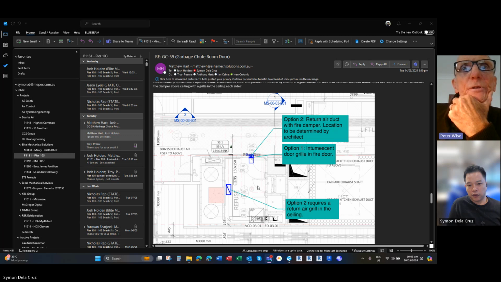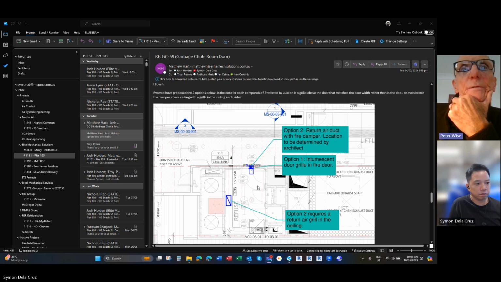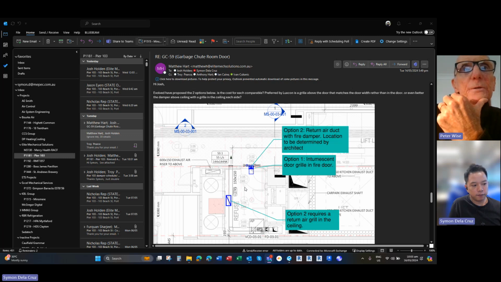So what have you got here? Option 2, return air duct with fire damper, location to be determined by architect. Option 1, intumescent door grill in fire door. I'm just trying to understand, so there's a door there. You can either have a duct with a fire damper or a door grill in the door. And then people walk in here and open a chute somewhere, do they?